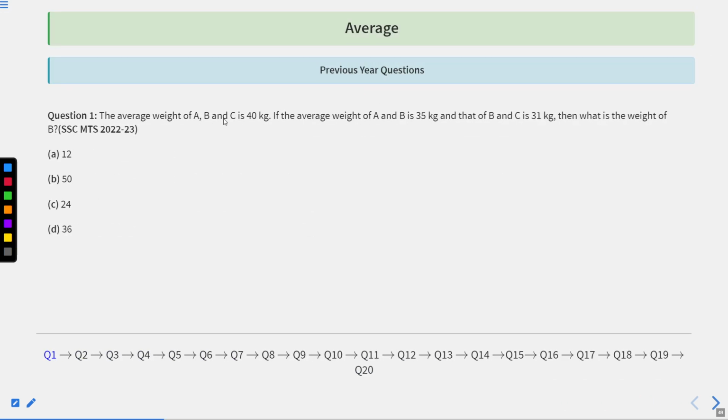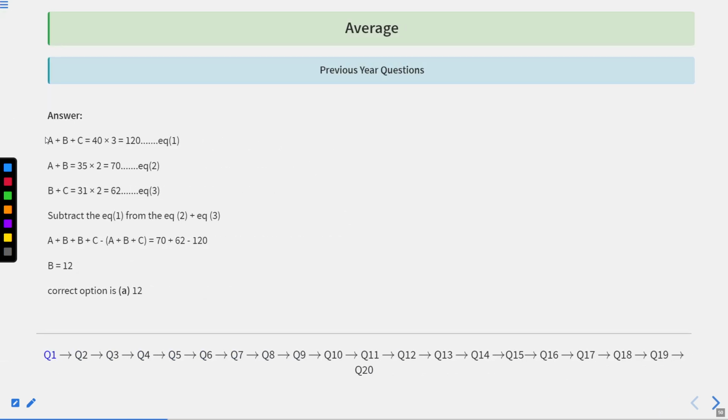The average weight of A, B and C is 40 kg. If the average weight of A and B is 35 kg, and that of B and C is 31 kg, then what is the weight of B? So the average weight of ABC is given to us, the average weight of A and B is given to us, and the average weight of B and C is also given to us. So we are interested in finding the weight of B.